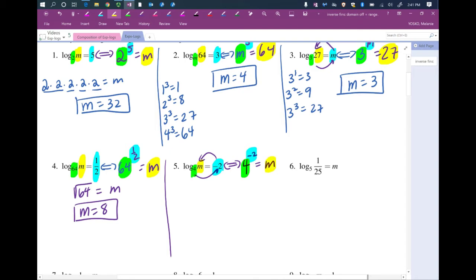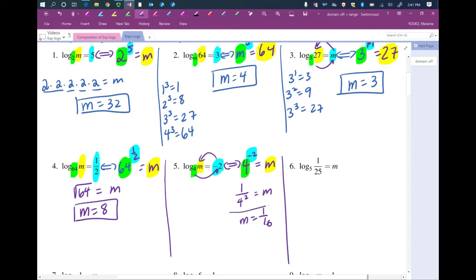So color coding like we've been doing. 4 to the -2 equals m. Well, what does a negative exponent do? A negative exponent flips the position of whatever it operates on, right? So if I want to write this as 4 to a +2, I have to put 1 on top. So 1 over 4 squared equals m. So that means m is 1 over 16.